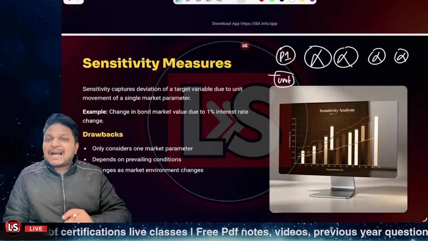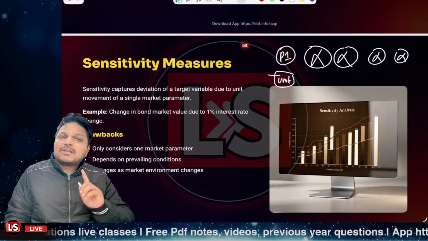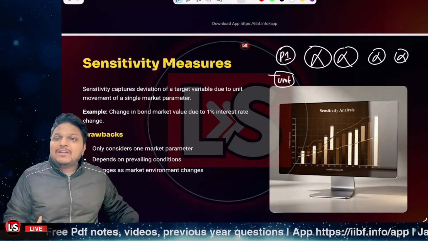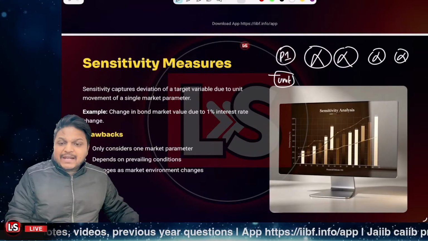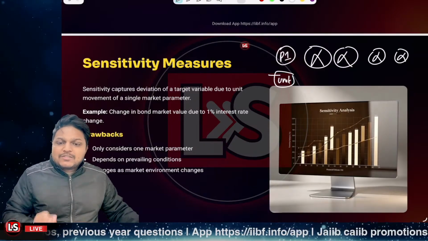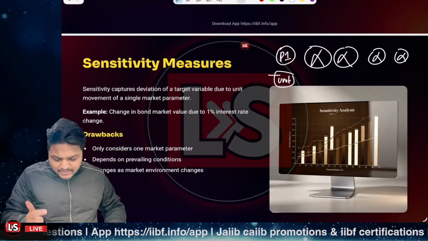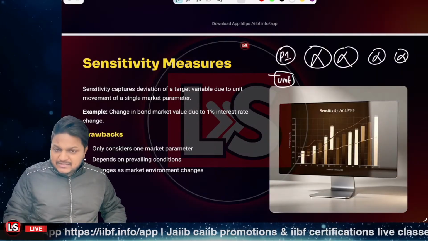Let's take the case that I'll be looking into the factor of the interest rate only. When one unit movement of the interest rate is changed, in that particular scenario, what is going to happen, how is it going to react? That is a sensitivity, right? So that is the case related to it.